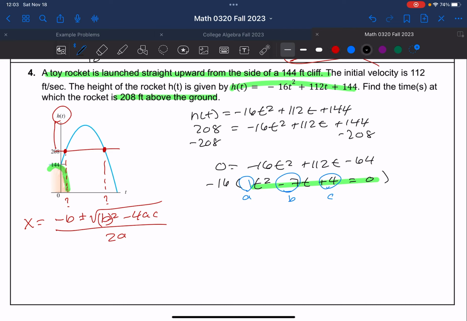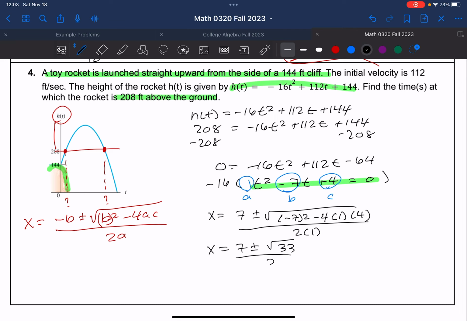Okay, so that means I have x is equal to negative b. B is already negative, so I'm going to do positive 7 plus or minus the square root of b squared, so negative 7 squared, minus 4 times a, which is 1, times c, which is 4, all over 2 times 1, so that's 2a. Simplifying the radical part, I get x is equal to 7 plus or minus the square root of 33 over 2. Okay, which means I have 7 plus the square root of 33 over 2 and 7 minus the square root of 33 over 2.